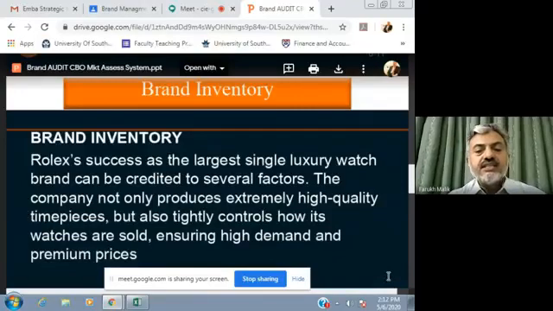success as the largest single luxury watch company and watch brand can be credited to several factors. The company not only produces extremely high quality watches and timepieces, but also tightly controls how its watches are sold, ensuring high demand and premium prices. So you just cannot find Rolex at a small corner shop. They would sell their watches through properly branded outlets at very premium locations.